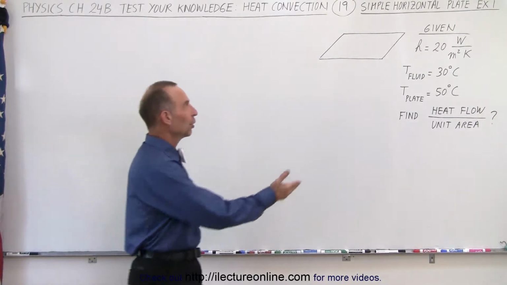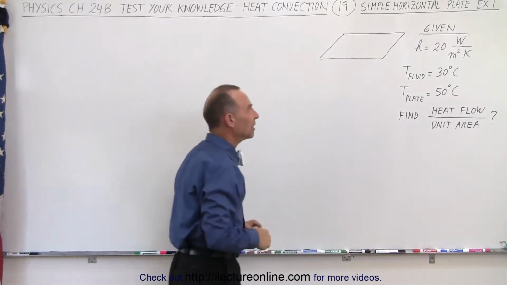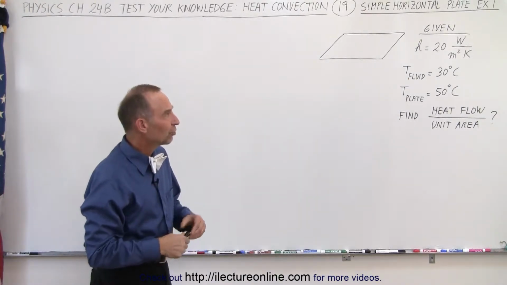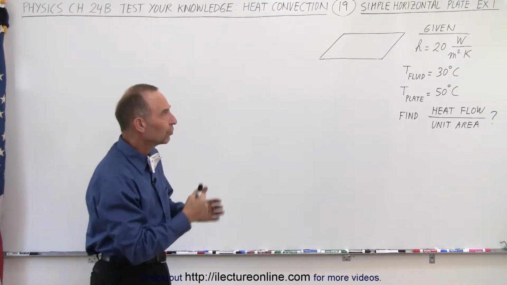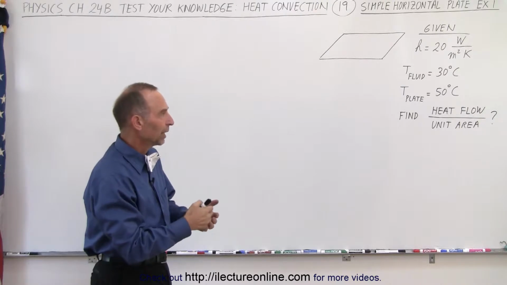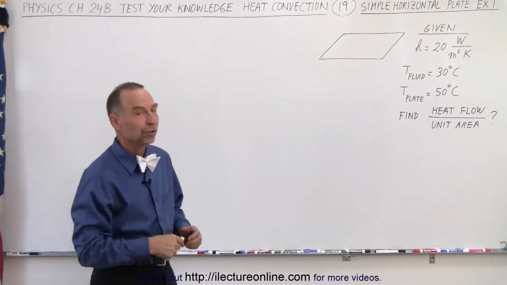So let's say we're given a horizontal plate of a particular dimension. We're given that the transmission coefficient is 20 watts per square meter per Kelvin. The temperature of the fluid is 30 degrees centigrade. The temperature of the plate is 50 degrees centigrade. And we're trying to find the heat flow per unit area.